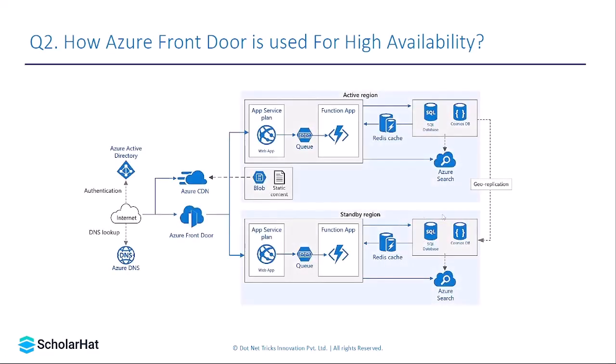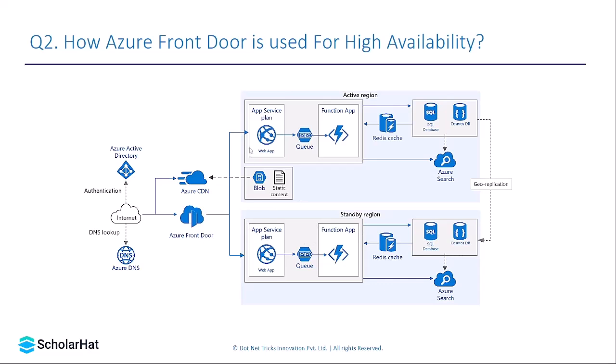Front Door is used for high availability, and we can discuss this with the help of this diagram. In this diagram, you can see that the Front Door that we have right now supports two areas. One is an active region, the second is a standby region. The active region consists of an app service plan, the function app, the Redis app, and everything. The standby region also consists of the same things.